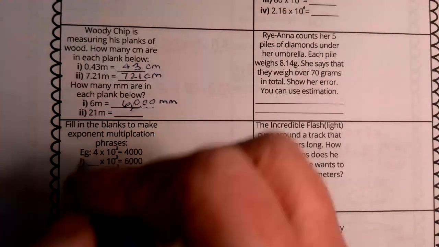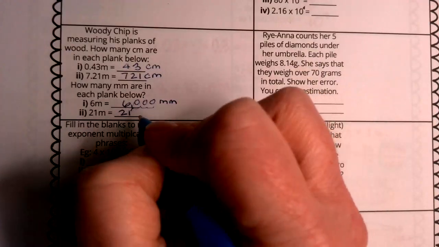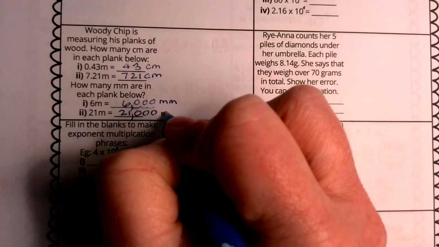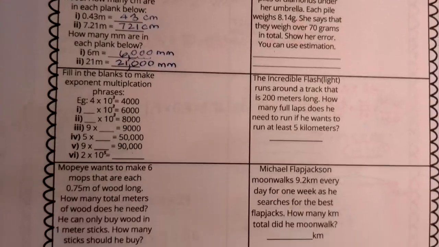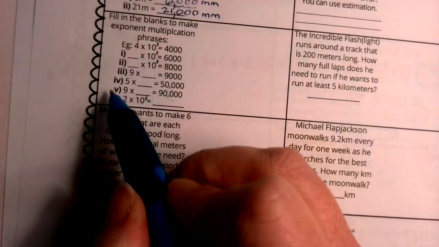We're going to do the same thing here. We're starting with 21. We're multiplying by 1,000 because we're doing 3 movements down the metric staircase. So that becomes 21,000 millimeters. I love those powers of 10. The metric system is all based on powers of 10. That is why it works.